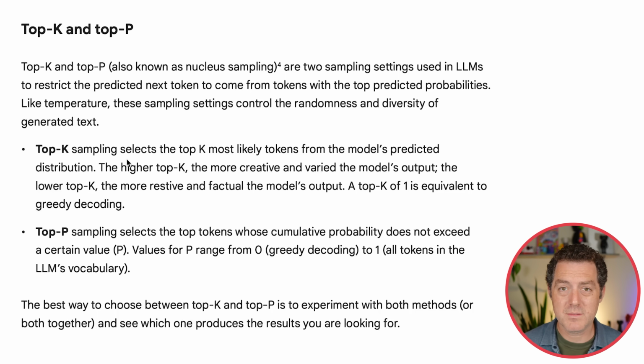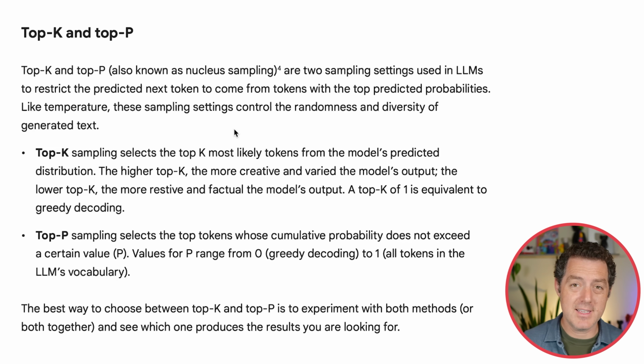So top K works very similarly to temperature. Top K sampling selects the top K most likely tokens from the model's predicted distribution. And the predicted distribution is just the vocabulary set and the assigned probabilities. So the higher the top K, the more creative and varied the model's output. The lower, the more restrictive and factual. So very similar. Just another setting to play around with for creativity.